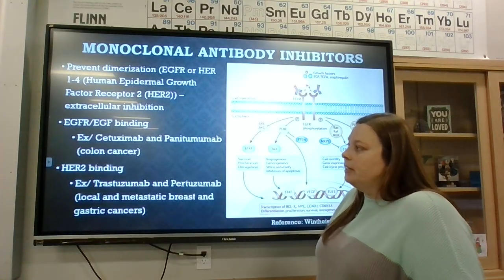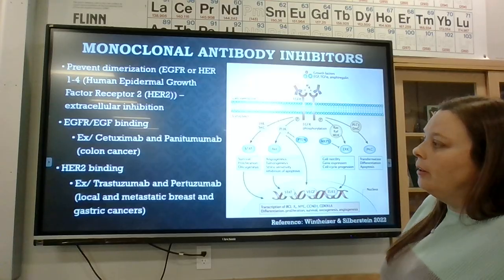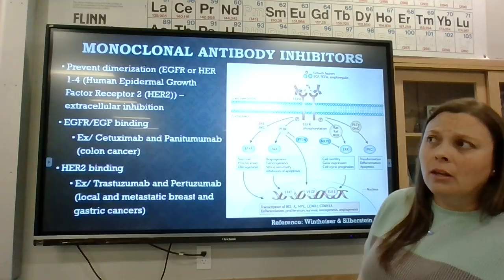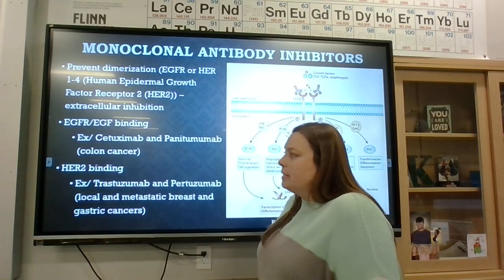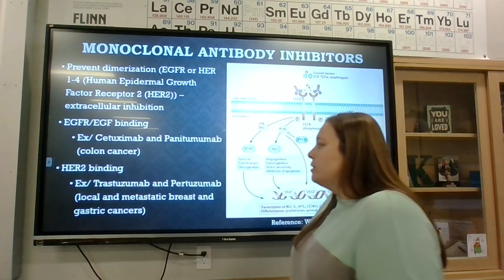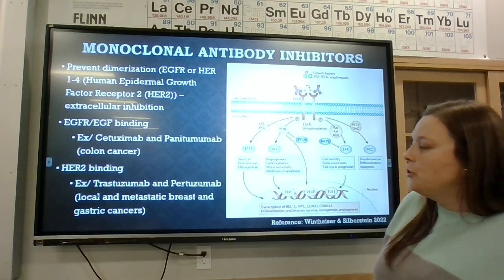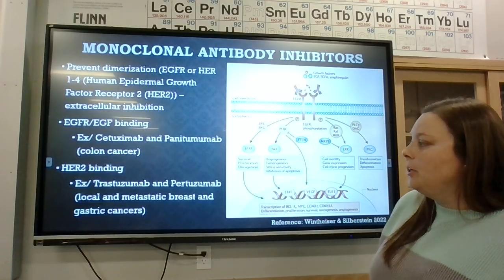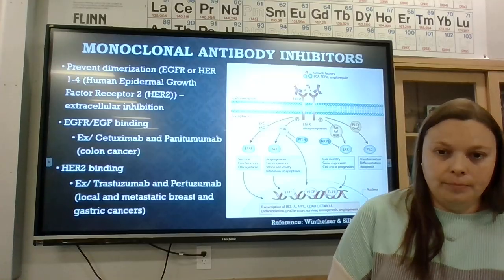And so there are a couple different medicines here, cetuximab and panitumumab. Those have been effective for colon cancer, and colon cancer is something that has been affected by the EGFR protein itself. And there are also a couple different medicines here that will inhibit HER2 binding and dimerization as well. And that's trastuzumab and pertuzumab, okay? Those 2 medications block the HER2 binding and dimerization that can be used in the areas of metastatic breast cancer as well as some gastric cancers.